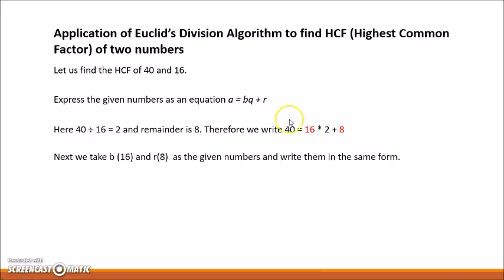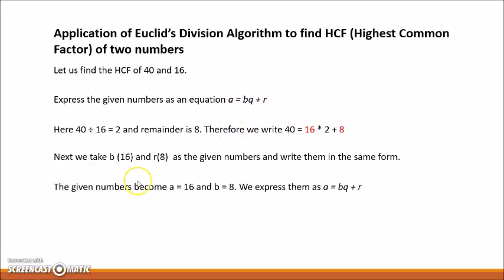In the next step, we take 16 as a and 8 as b and write the same equation. So we get 16 divided by 8 is 2 and the remainder is 0. So we get 16 equals 8 multiplied by 2 plus 0. And when we get 0 here, we stop.